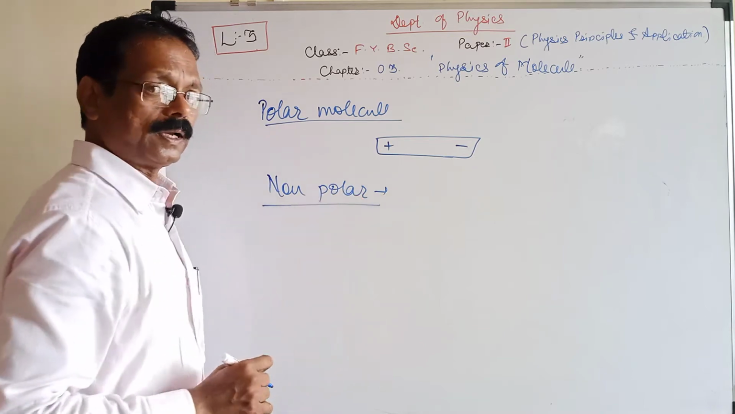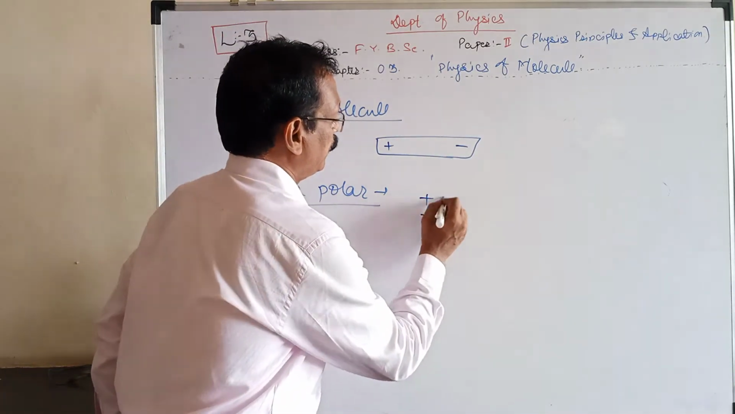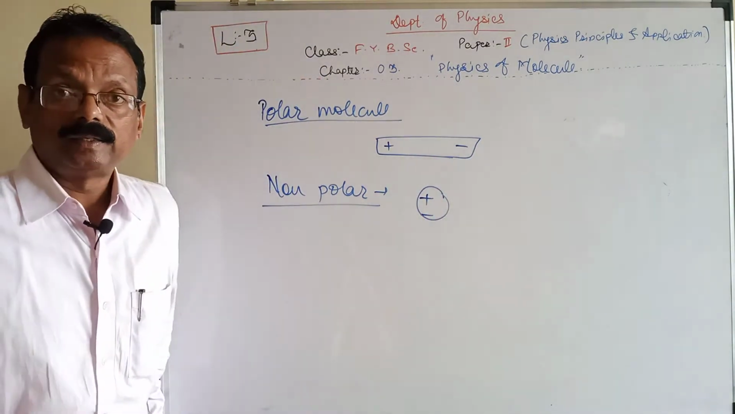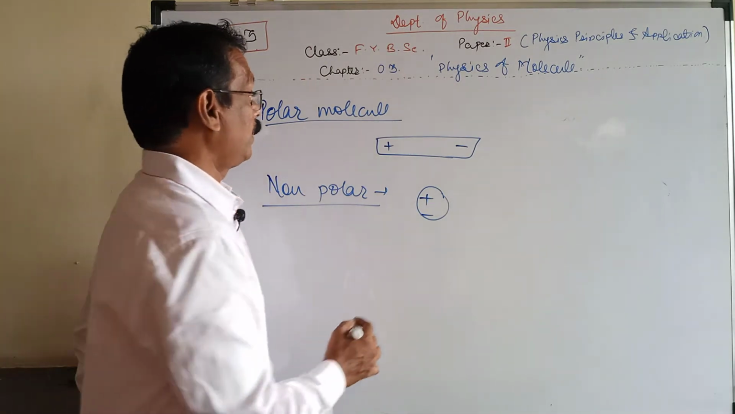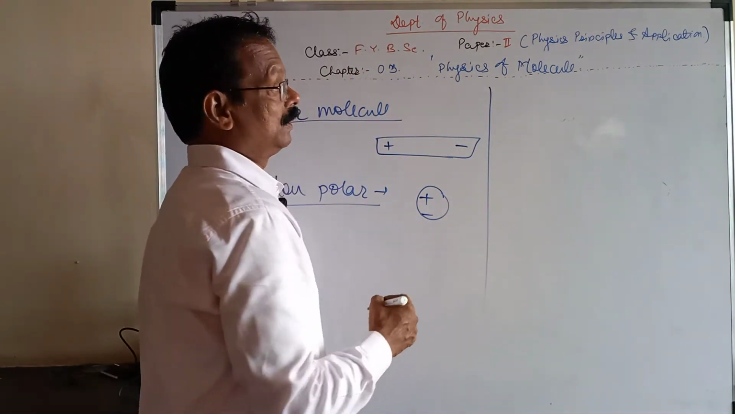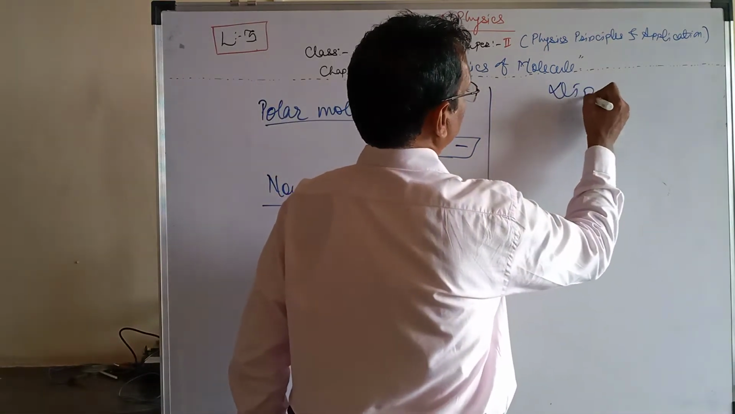What is a non-polar molecule here? If the centers of gravity of positive and negative charge overlap each other, then it is a non-polar molecule. Now what we have to do here is correlate this with the dipole. So what is a dipole here?